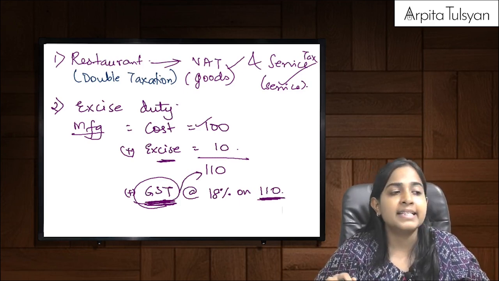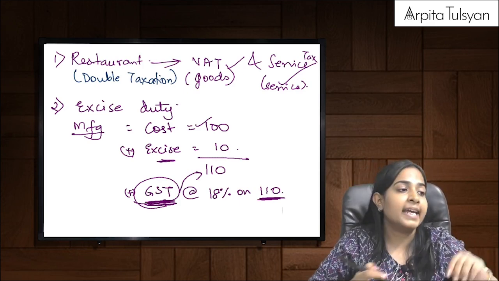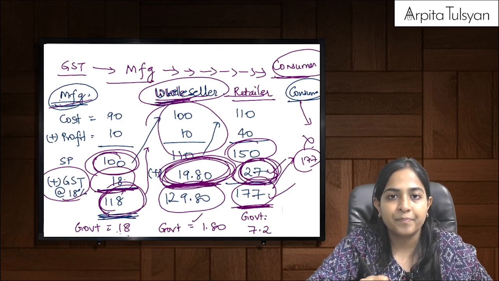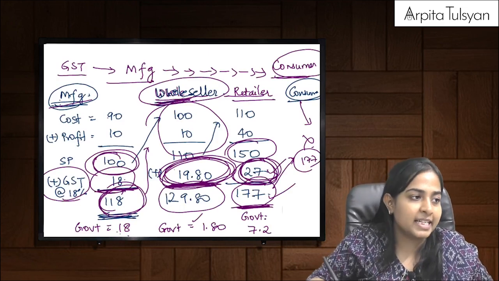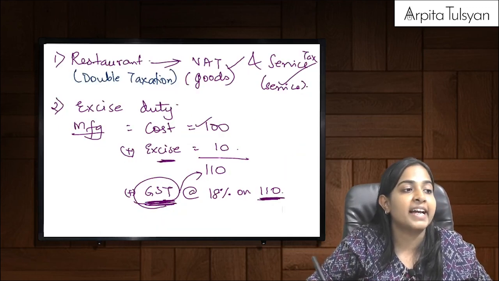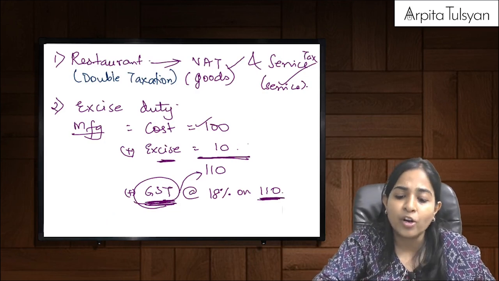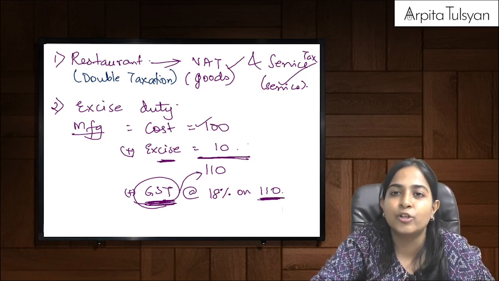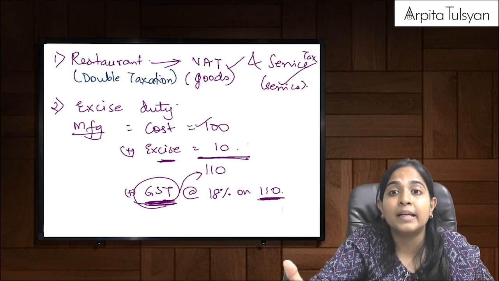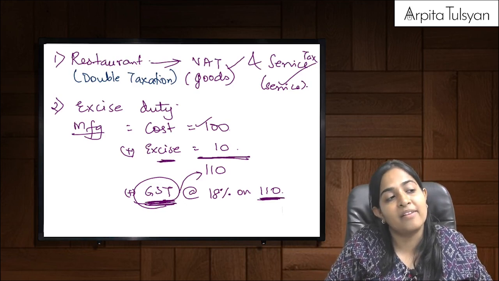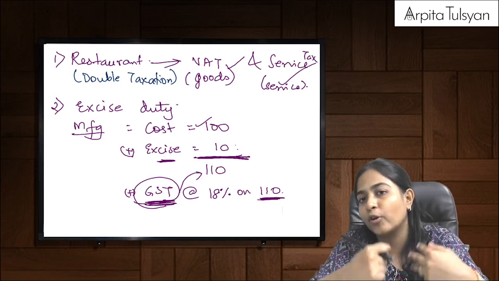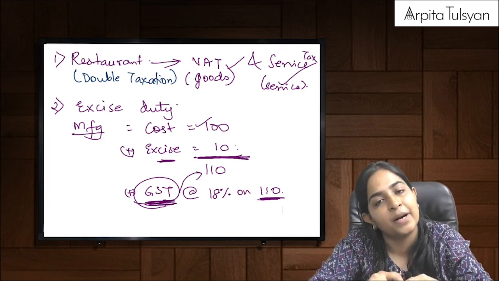Acha. Then they said that, did we get the credit of GST? Yes, we got the credit of GST at every level. Okay. But credit of excise duty was not available. What is the problem if there is no credit of excise duty available? Then can we say my burden will increase? My cost will increase. Now I cannot say that my cost is 100. If I've paid 10 rupees excise to the government and the government is not going to give me any benefit for that, can we say it has become my cost?